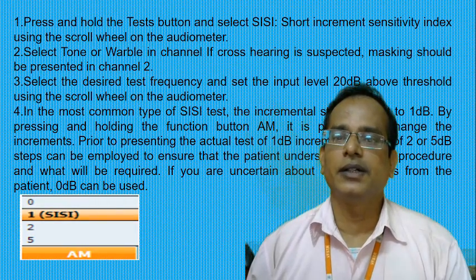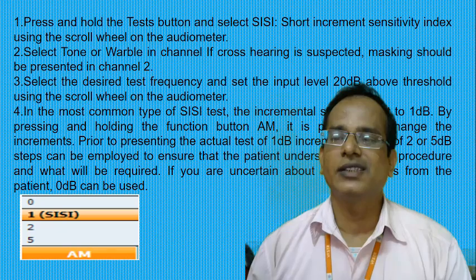Now the test procedure. So what is the test procedure? You are going to learn it. First, you press and hold the test button and select SISI, short increment sensitivity index, using the scroll wheel on the audiometer. Second step, select the tone or variable in channel 1.